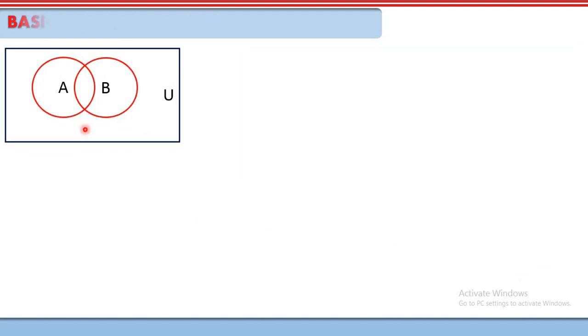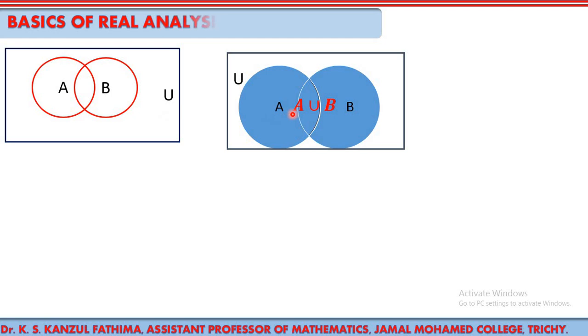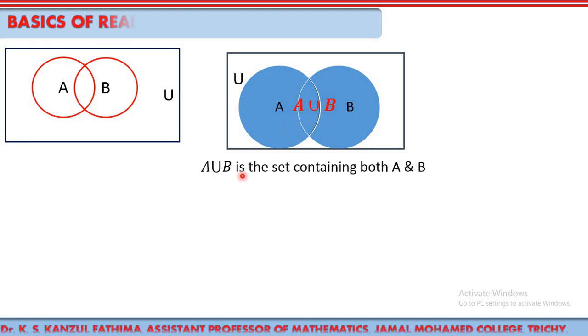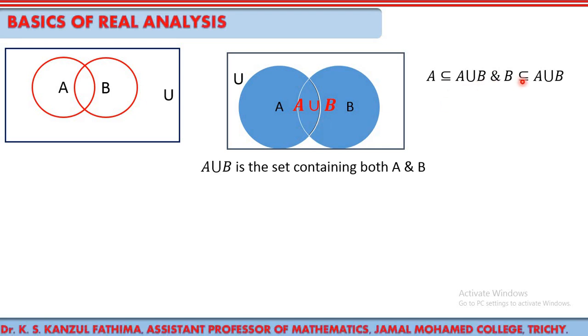The diagram called Venn diagram is familiar to us. Consider 2 sets A and B. This circle represents the set A, this circle represents the set B, and the rectangle represents the universal set. Then A union B is the set containing the elements of A and the elements of B. That is, the blue color represents the set A union B. A union B is the set containing both A and B. That is, A is a subset of A union B and B is a subset of A union B.